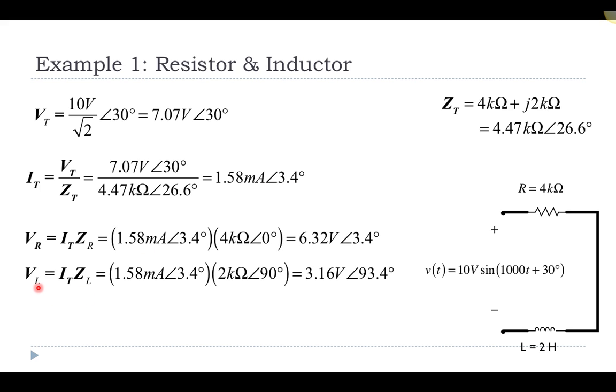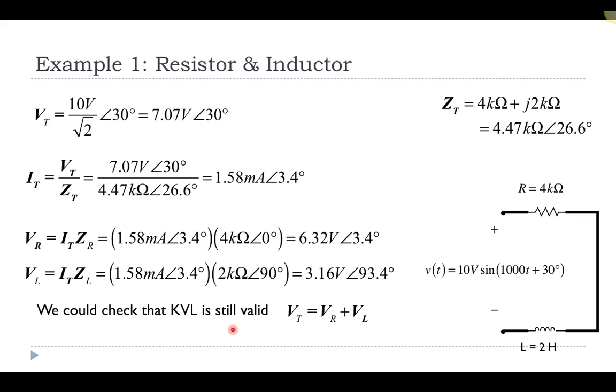The voltage across the inductor is just the current that's flowing through the inductor times the impedance of the inductor. So this would be the current that we have above multiplied by the impedance of the inductor, which was 2 kiloohms with an angle of 90. 2 times 1.58 is 3.16. I can figure out the angle when I multiply by adding the two angles together, so it's 93.4. And what I find is that the voltage across the inductor is leading the current through the inductor by 90 degrees, which is exactly also what I would expect.